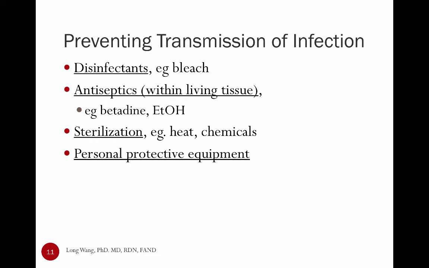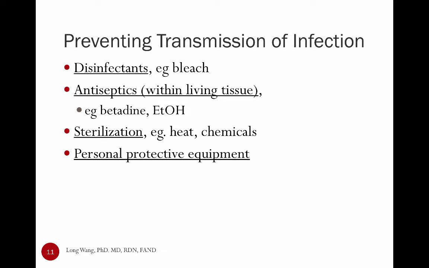To prevent transmission of infection, right? We call it infectious disease for a reason, because it's passed from person to person. But we want to stop this, right? So we have different ways to stop the transmission. For example, we can use disinfectants, such as bleach. When we say disinfectants, usually we're using them on non-living objects. For example, we could spray disinfectants on the countertop.